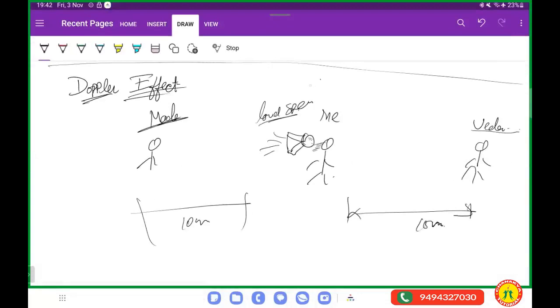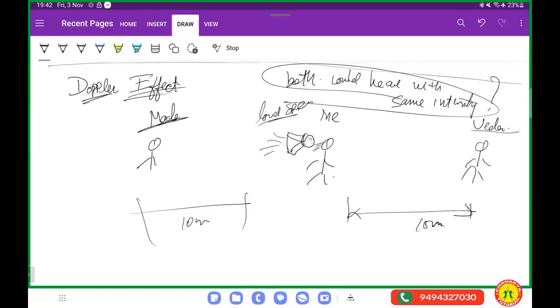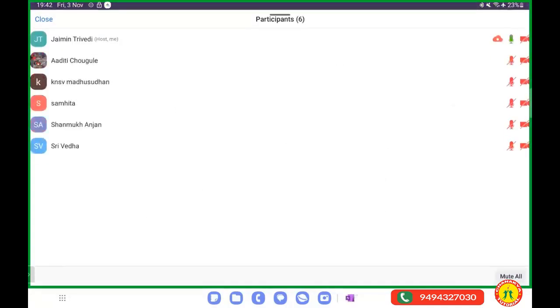Okay, I'm asking here: both could hear with the same intensity. Yes or no? Tell me. I want everyone's answer. Quick, make it quick, so that I can tell you the answer. Aditi, Madhusudan, Samita, Shanmukh, Veda. What did Shanmukh say? No, you said, right?